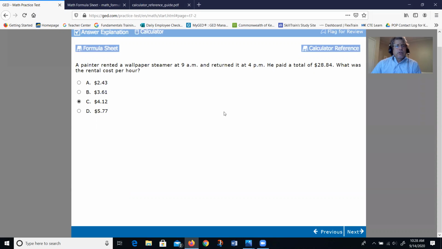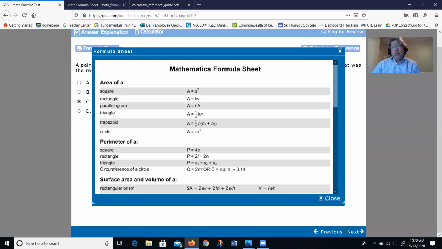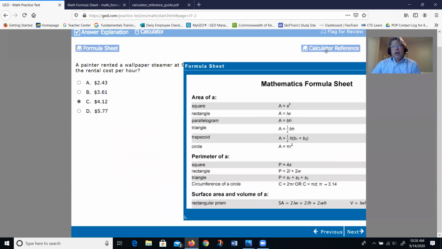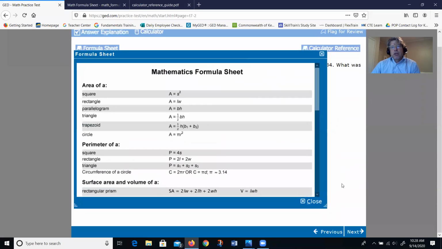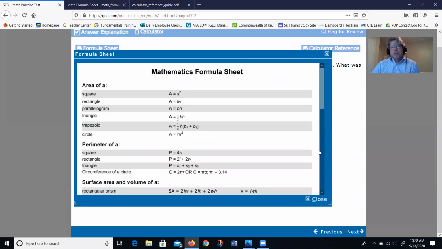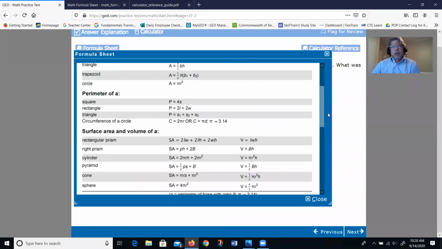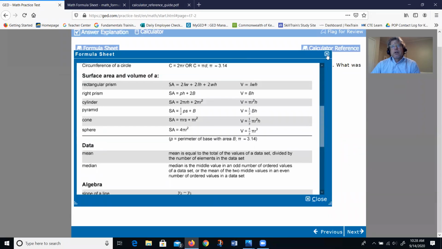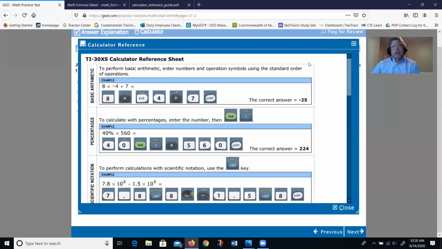So some things to bring out on some practice questions is you will have access to the GED Formula Sheet. There will be some little icons on the computer where you can actually see it. If you click it on the computer, you can move it around if you want. You can also make it bigger or smaller. There's a scroll bar. There's also a calculator reference sheet as well. So the calculator that's being used is the TI-30XS Multiview.